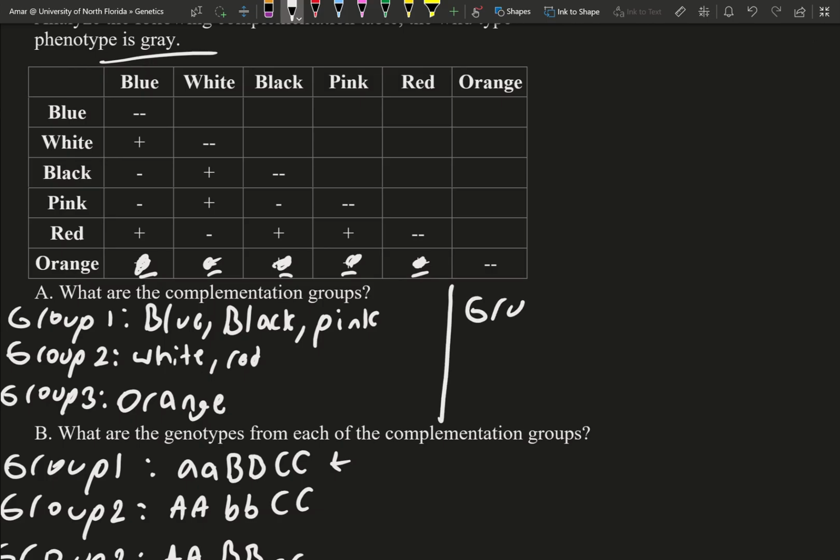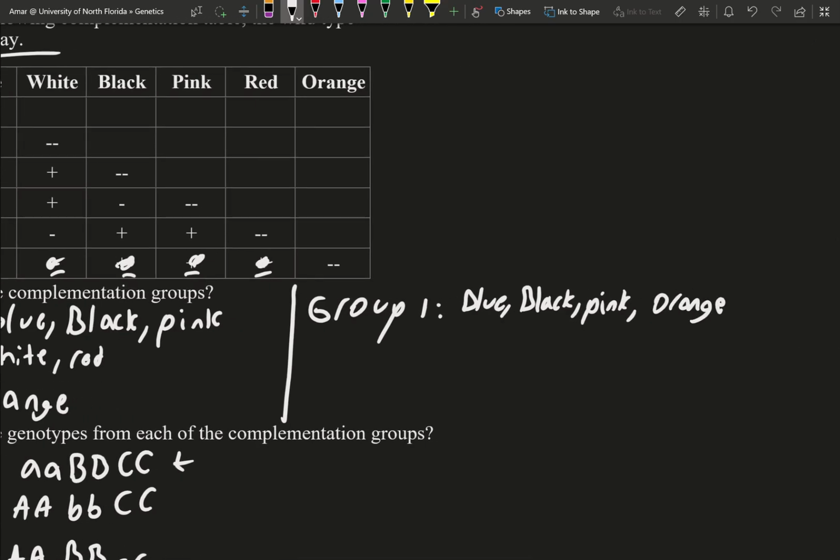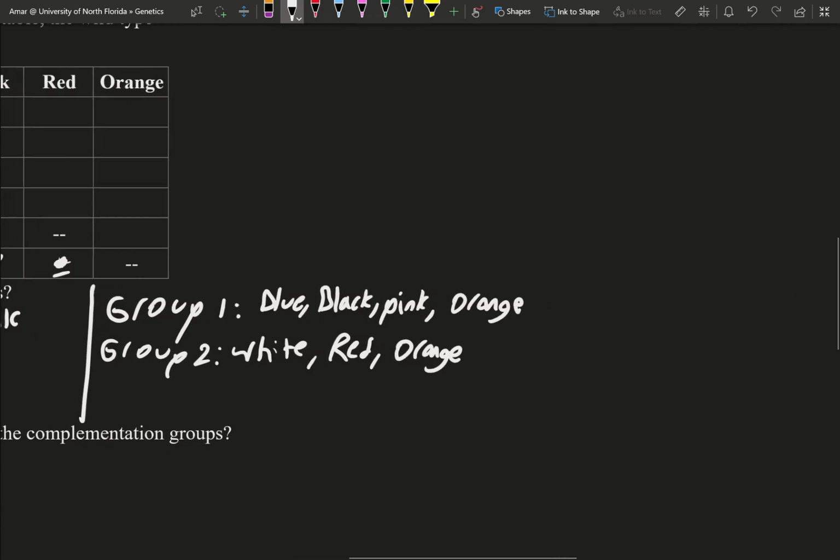What we would have is, if individual orange does not complement with every single group, then they will be a part of every single group, right? So group number 1 will be blue, black, pink, and orange. And then group number 2 will be white, red, and orange.